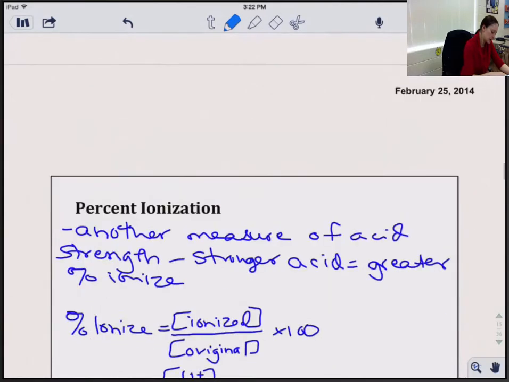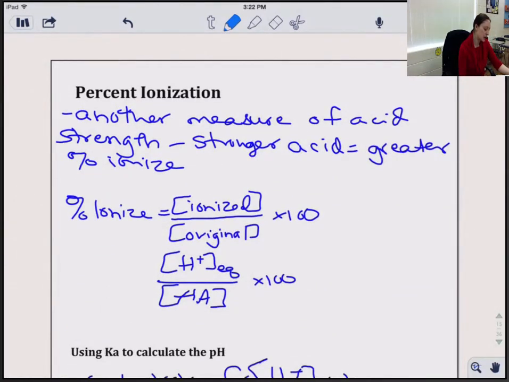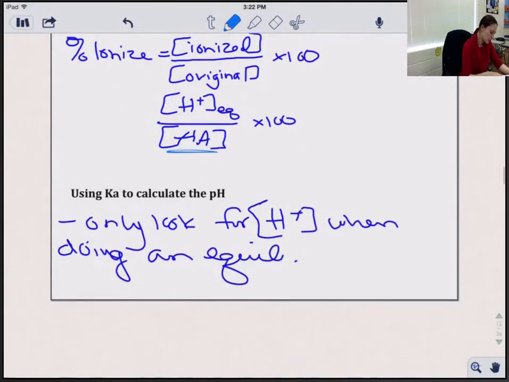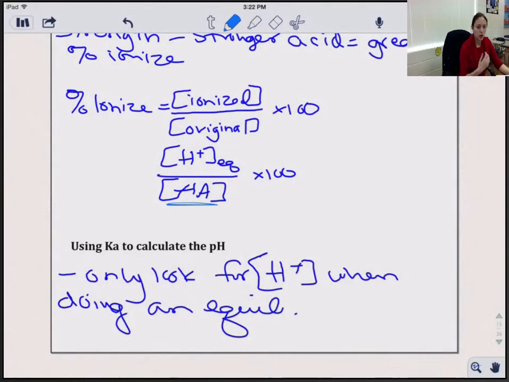Okay, now looking at percent ionization. Percent ionization is another measure of acid strength. The stronger the acid, the greater it ionizes, meaning the more ions I make. So the higher the percent ionization, the stronger the acid. All that is the amount that's ionized over the original times 100. So we have the amount of our H plus at equilibrium over the original times 100. On a side note, you can also use your Ka to calculate your pH. Here again, you're only looking for the H plus value when you're doing equilibrium.